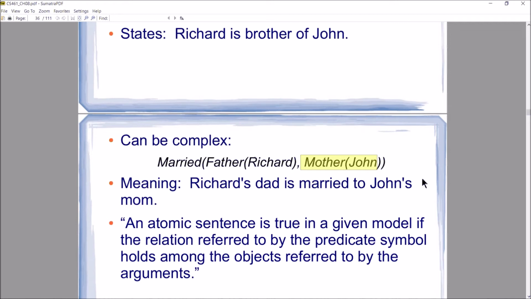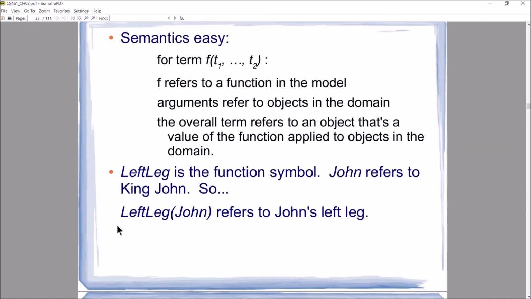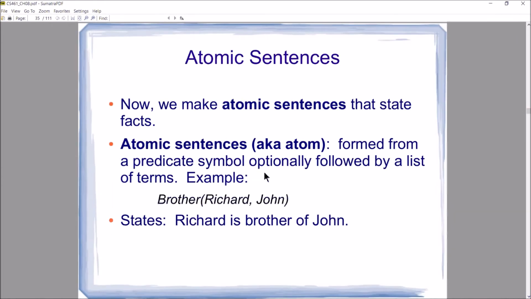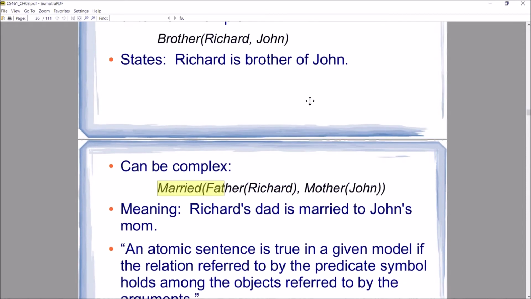We didn't say John's mother's name is Emma, and we didn't say that Richard's father's name is Max, right? Here we just have a term, just like when we were looking at left leg and John. So what we're saying is, the father of Richard and the mother of John, they're married. So Richard's dad is married to John's mom.